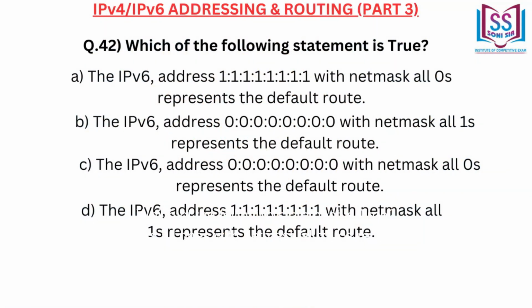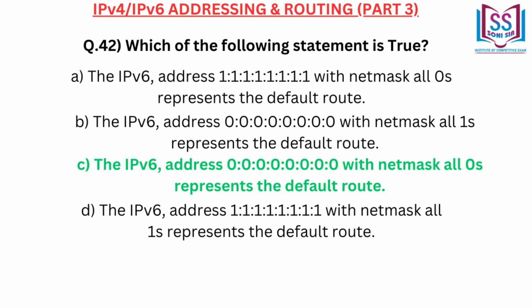Which of the following statements is true? A. The IPv6 address all ones with net mask all zeros represents the default route. B. The IPv6 address all zeros with net mask all ones represents the default route. C. The IPv6 address all zeros with net mask all zeros represents the default route. D. The IPv6 address all ones with net mask all ones represents the default route. Correct answer C. The IPv6 address all zeros with net mask all zeros represents the default route.